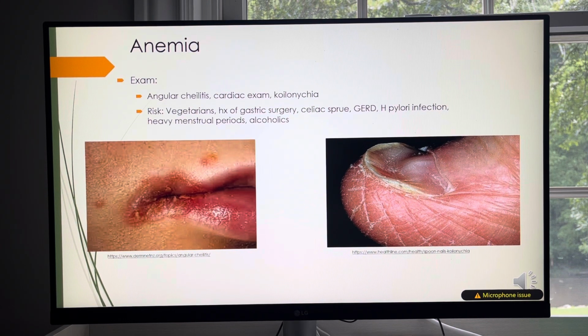Cardiac exam, you want to listen for murmurs. And then spoon nail. That's this last picture here. Spoon nail is a sign of iron deficiency. Koilonychia.